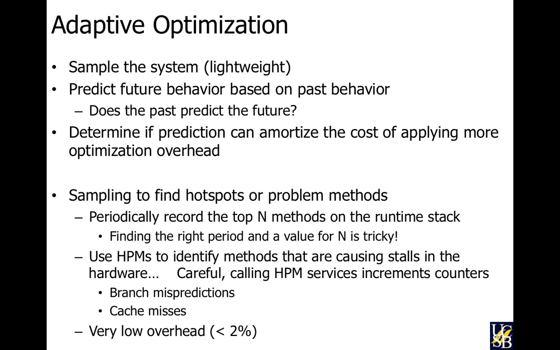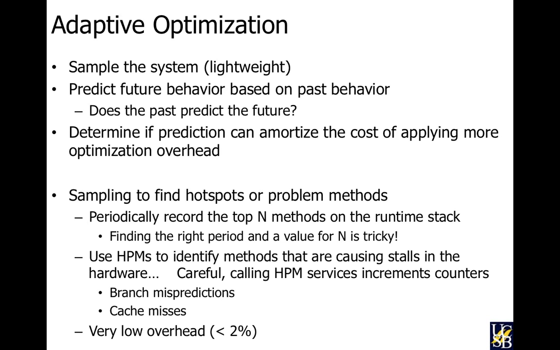We could instead use hardware performance monitors to identify methods that are causing the most problems in the hardware, because our hardware performance monitors are measuring positive events like execution of instructions and instructions completed, but they also measure performance problems like branch mispredictions and cache misses. So we could record the hardware performance monitors and identify the methods that are causing that poor behavior, and then try to optimize the program to improve the code layout and how the code is structured to reduce these problems.